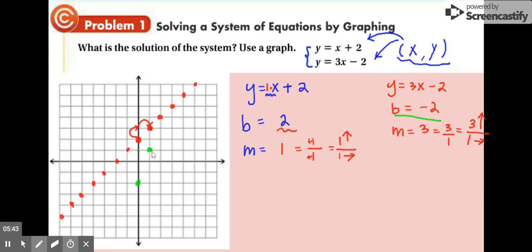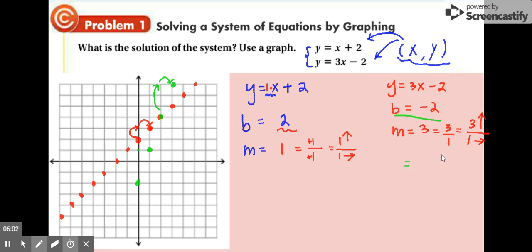And let's go one more point. So you go up by 3, you go 1 to the right, and you go up by 3, 1 to the right. And I already explained this a long time ago.